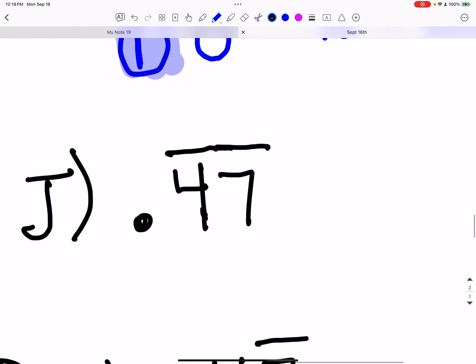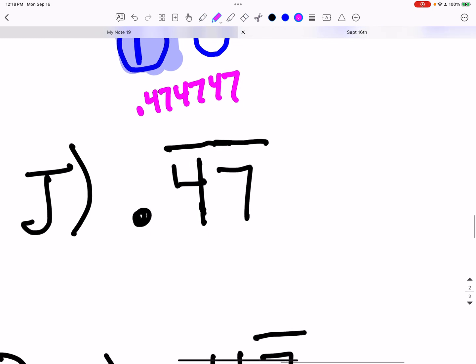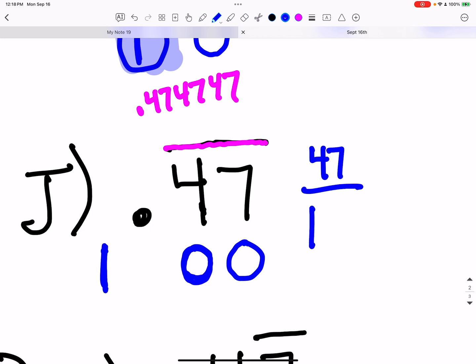Okay, how about this guy? This is 0.4747474747. So what do I do? I write 0.47 with a repeating line to tell me that the 4 and the 7 repeat over and over. I try to turn it into a fraction. I start with the 1s digit. This would be another 0, this would be another 0, and so this would be 47/100ths. But this has an umbrella, so we've got to do the umbrella test.